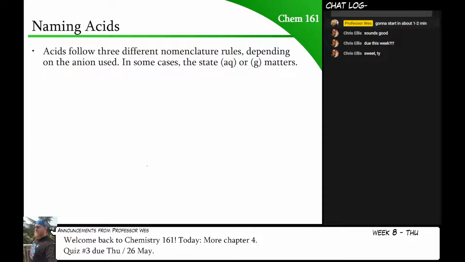There are 3 different naming rules for acids, and so the trick is going to be to look at the ending of the polyatomic ion that you are looking at to name an acid after. So the first rule, your textbook lists as binary acids.